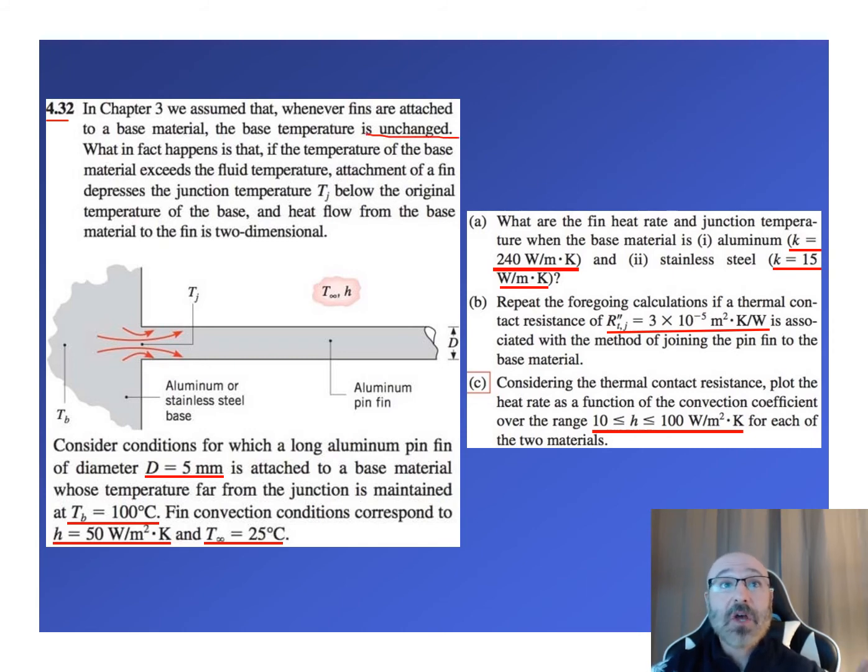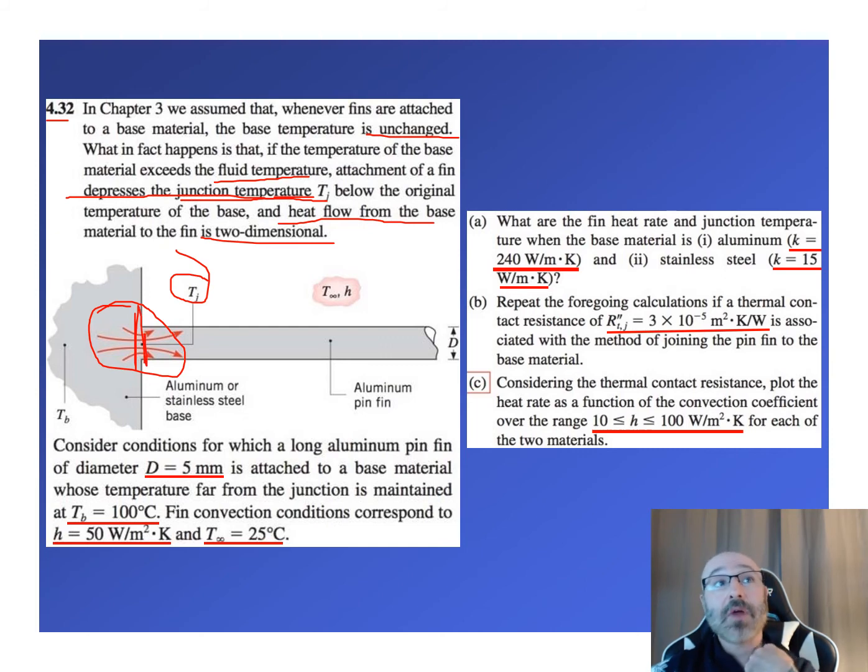But in fact, if the temperature of the base material exceeds the fluid temperature, attachment to the fin depresses the junction temperature, our T sub J, below the original temperature of the base, and the heat flow from the base material to the fin is going to be two-dimensional. So that's what we can see going on down here. We can see the heat flow from the base to the fin in our diagram, and there's that T sub J, the junction temperature we talked about, at the junction between the base and the fin.